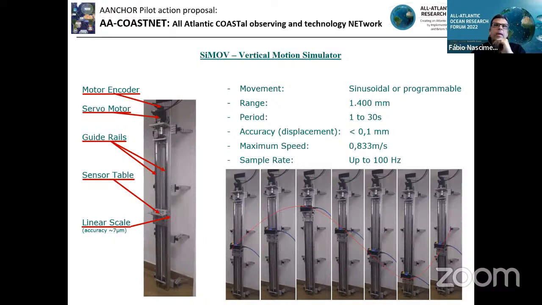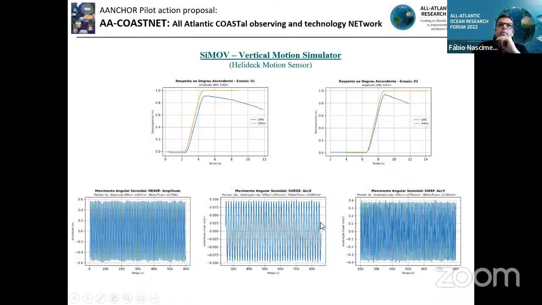The period ranges from 1 to 30 seconds. And we have a measurement accuracy better than 0.1 millimeters. You can see here a sinusoidal movement of the sensor. This is the HMS sensor, the electronic sensor. So we can reproduce some movements, like this orange curve, which is a step response test for the sensor.